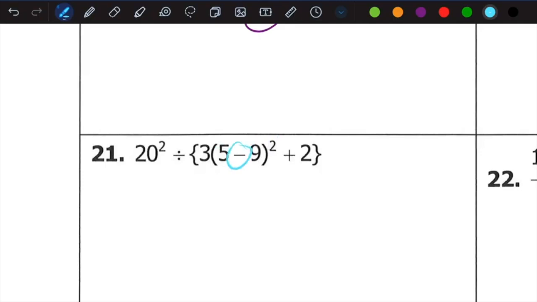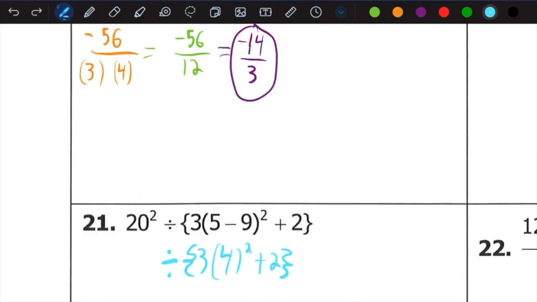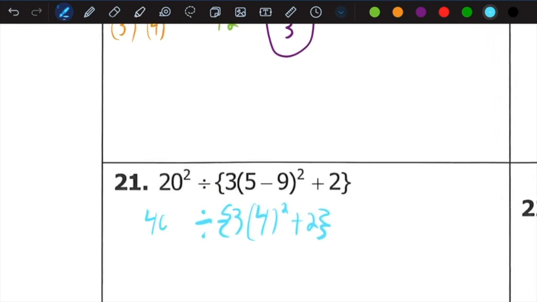And this exponent is outside the parentheses, so the subtraction would come before it. And that gives us 4. So we have 4 squared, 3 times the parenthesis, plus 2, that's all in our braces, which if you wanted to write parentheses is also fine by me, because they're the same thing in this context. Divided by, I can go ahead and do this exponent because it comes before the only operation next to it, which is division. So 20 times 20, or 20 squared, would be 400. I do have to finish everything in there before I do division because grouping symbols come before division.